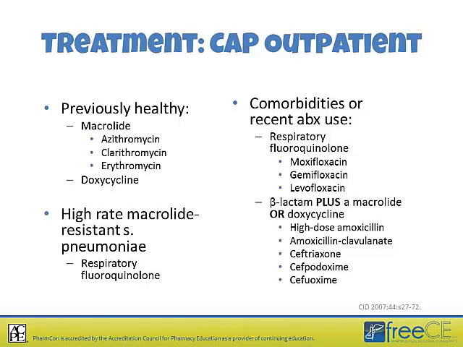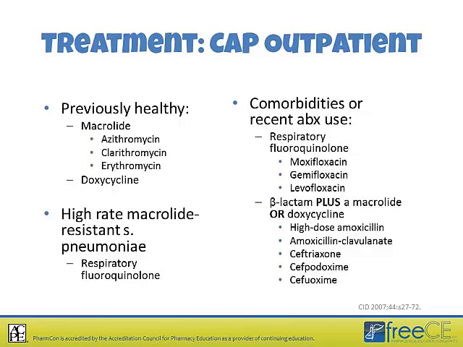Now, when I think about using a macrolide, azithromycin is the one that generally is my default. Clarithromycin is twice a day, whereas azithro is once a day, so I'm likely to get better compliance with a once-a-day drug. And then with erythromycin, you have some significant GI side effects, so azithromycin is really my macrolide of choice. Doxycycline is an okay choice as well, but it's again twice a day.